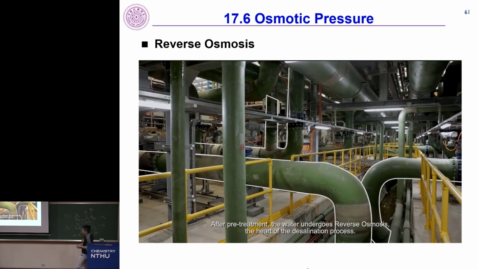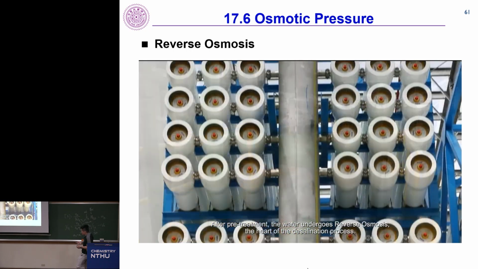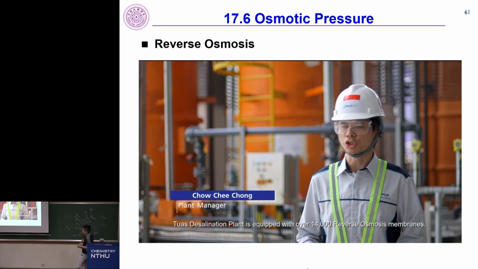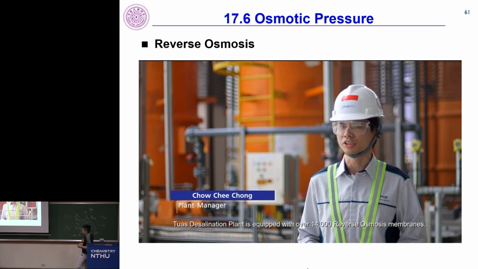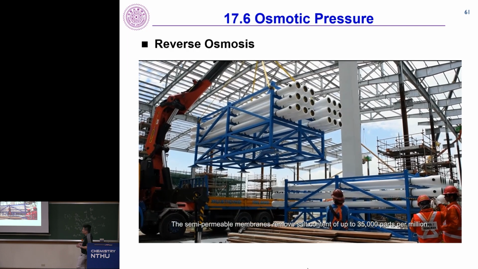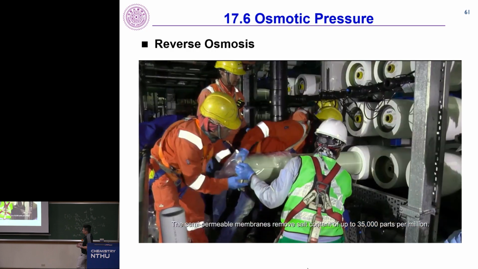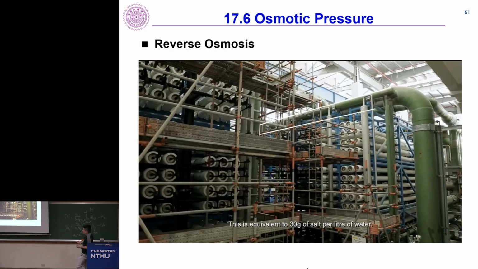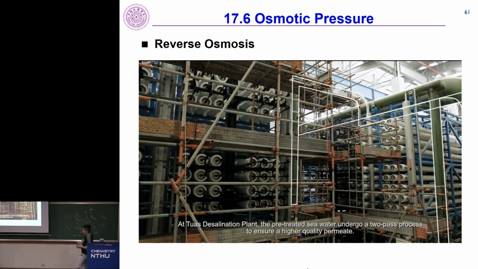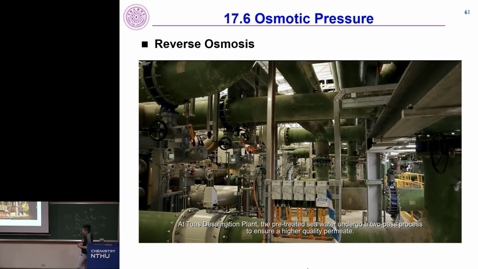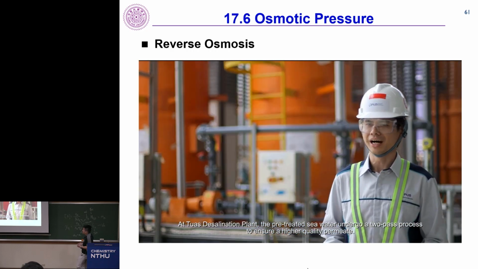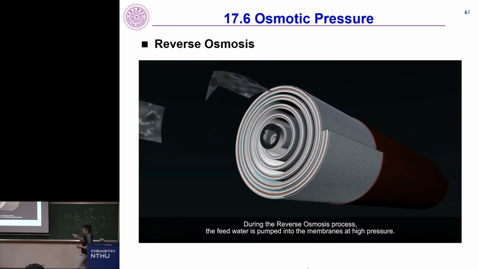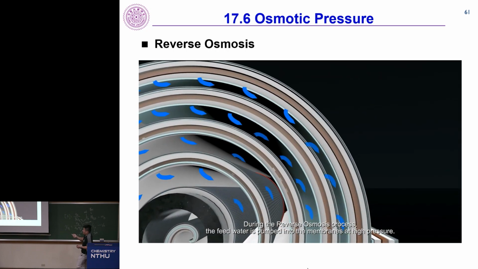After pretreatment, the water undergoes reverse osmosis, the heart of the desalination process. Tuas Desalination Plant is equipped with over 14,000 reverse osmosis membranes. The semi-permeable membranes remove salt content of up to 35,000 parts per million. This is equivalent to 30 grams of salt per liter of water. At Tuas Desalination Plant, the pre-treated seawater undergoes a two-pass process to ensure a higher quality permeate. During the reverse osmosis process, the feed water is pumped into the membranes at high pressure.